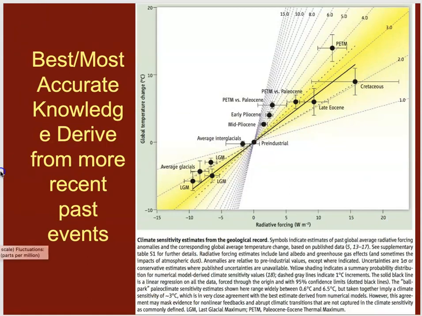I return to this diagram because I want you to look at the lower left. There's last glacial maximum and average glacials. This was a time of Earth when carbon dioxide levels were lower than today, and it was much colder. So I'm going to explain what we know about the Pleistocene, or during the Ice Ages, about what Earth was like.